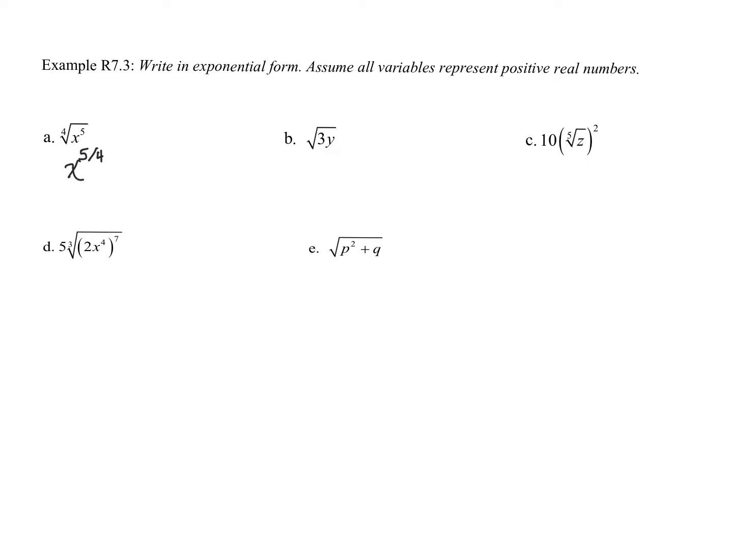Letter B, the whole quantity 3y is under the radical, so it's 3y to the 1/2, or you can write 3 to the 1/2, y to the 1/2. Letter C, let's not get tricked by anything. The 10 hangs out front. The z had a 2nd power on it, and it was under the 5th root.